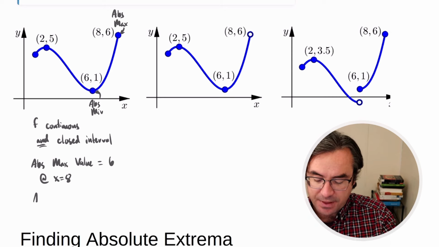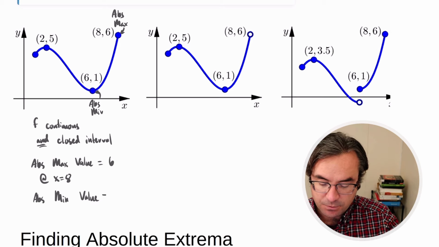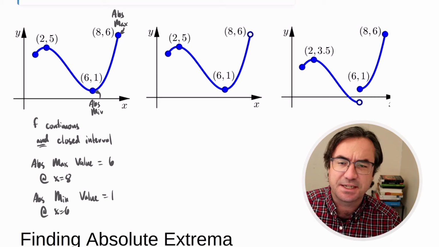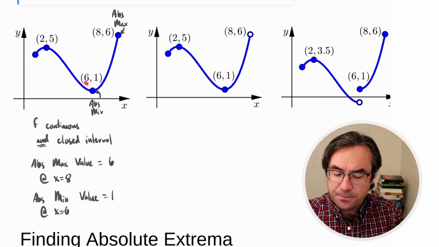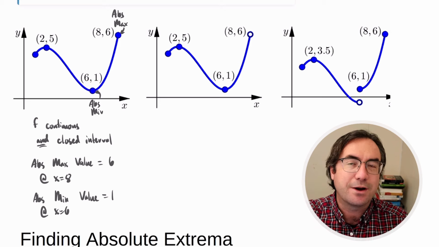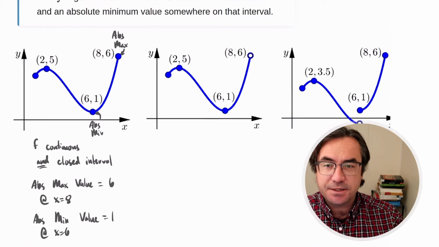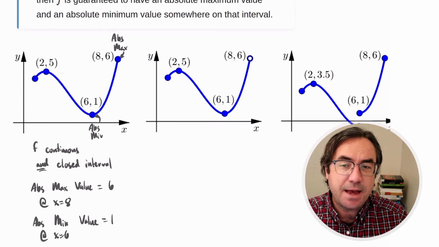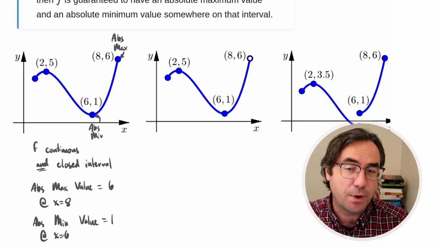And then we'd also write out that the absolute min value is equal to 1, and we know that that happens at x equals 6. So the y-coordinate's the function value. The x-coordinate is where it happens. So what we're seeing here is that our absolute min is happening at one of our critical numbers, and the absolute max is happening at one of the endpoints.